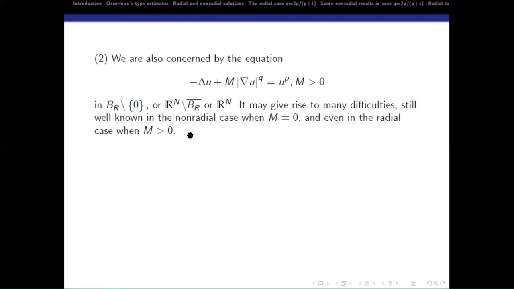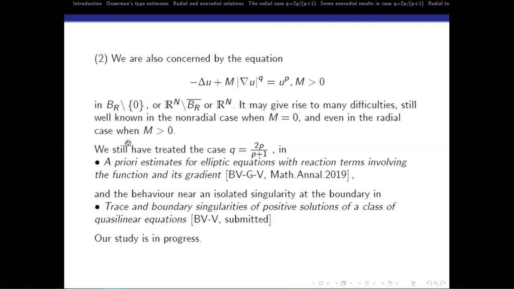Concerning this problem, we have treated the case q equals 2p over p plus 1 in a paper published in 2019. We have also studied the behavior near an isolated singularity at the boundary in a paper which is submitted and that you can find on arXiv: trace and boundary singularities of positive solutions of a class of quasi-linear equations. Concerning the interior problem, our study is in progress. The problem offers many difficulties.